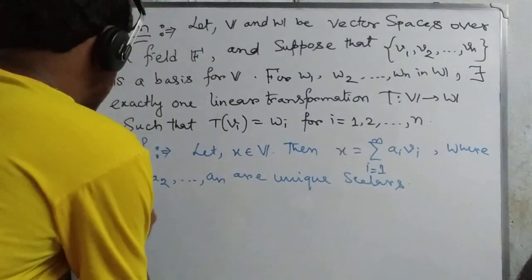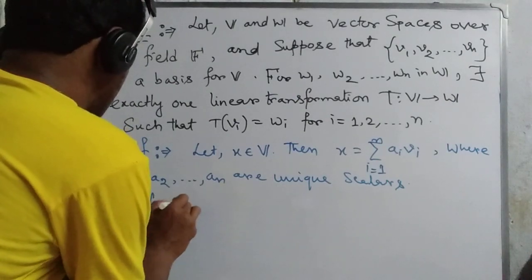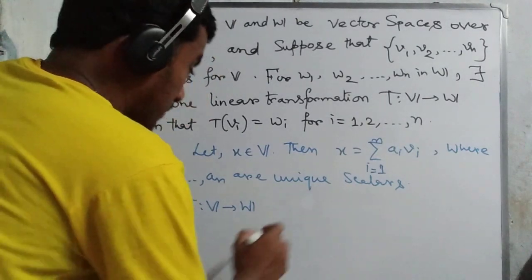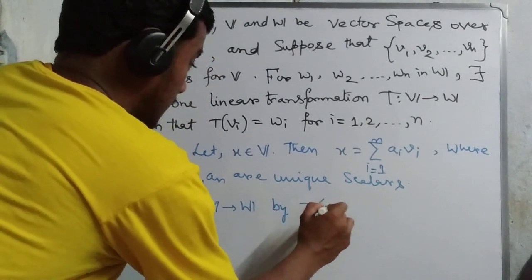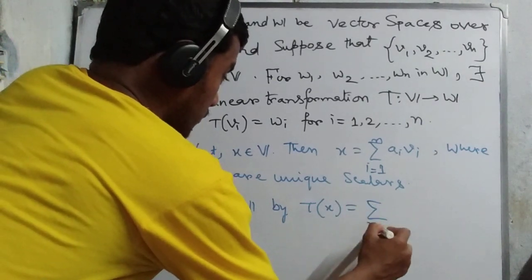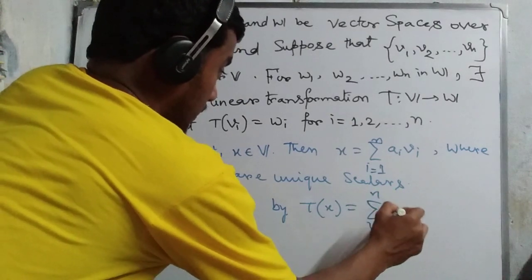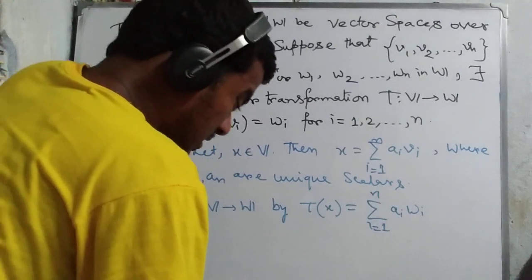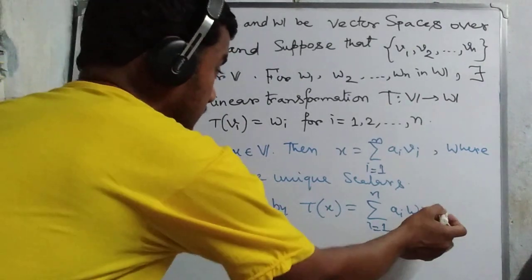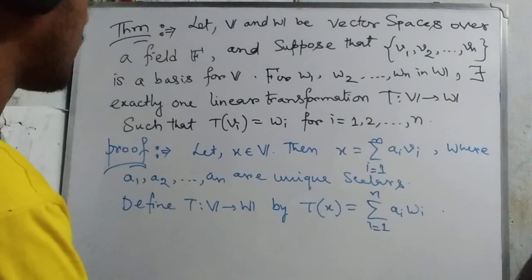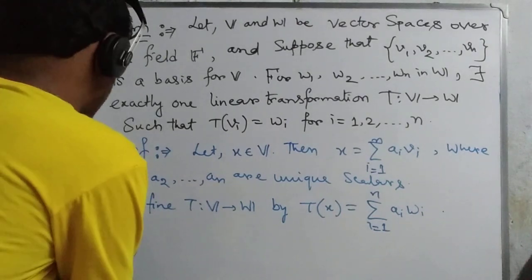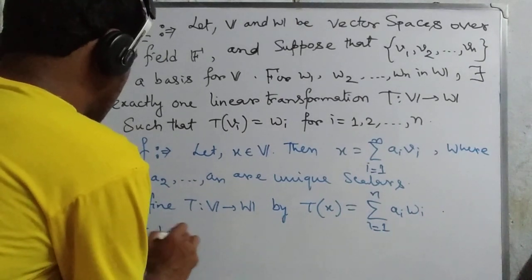Now define T from V to W by T of x equal to the summation for i equal to 1 to n of ai wi. Now we are going to prove first that T is linear.